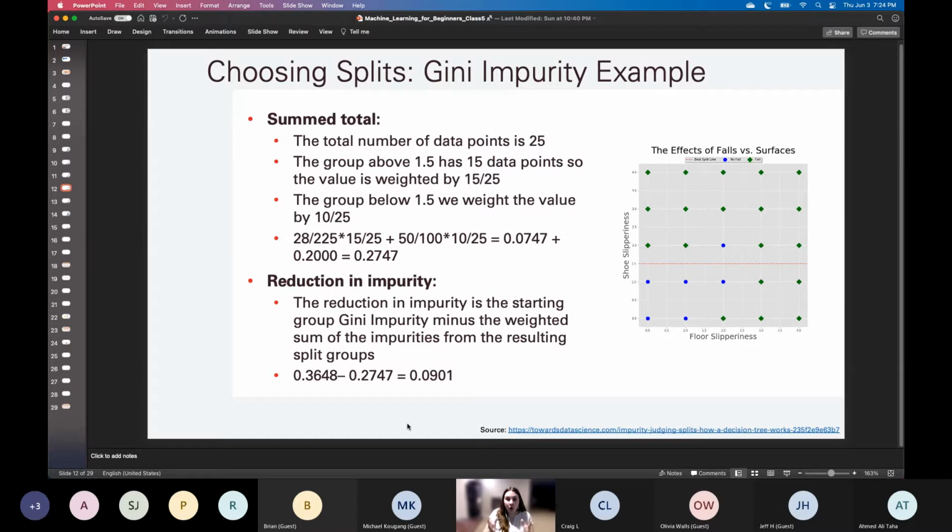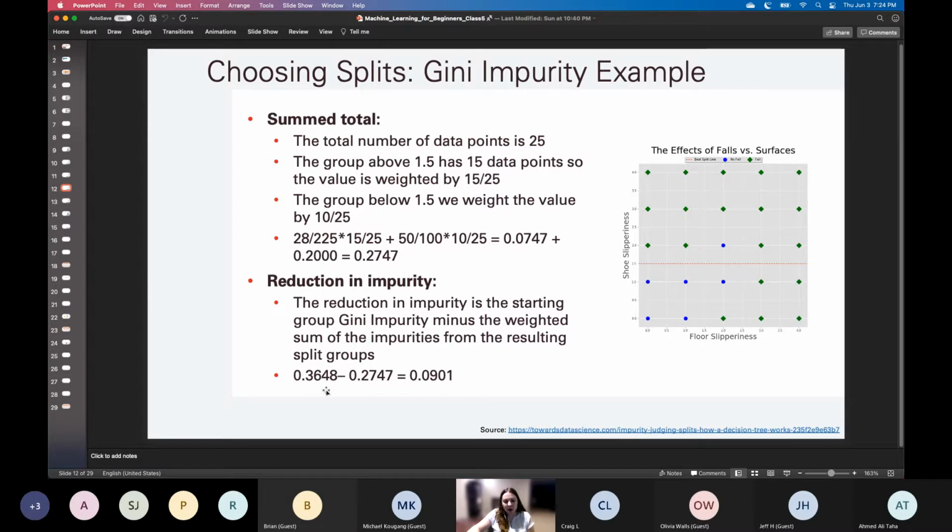Finally, to get the overall information gain for the entire split, we take the total number of data points, which is 25. The group above 1.5 has 15 data points. So we actually do a weighted average here. This was our Gini impurity for one side, and this was our Gini impurity for the other side, and we weighted them by how many points were on each side of the line. Our weighted average comes out to a Gini impurity of 0.27.